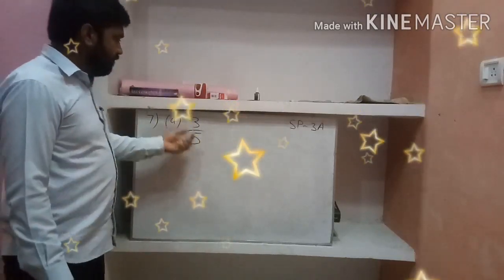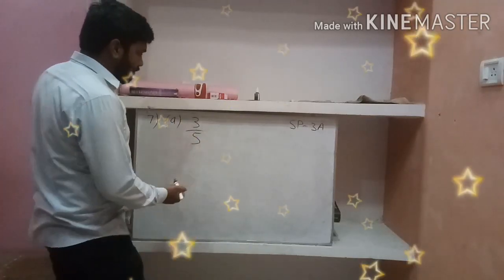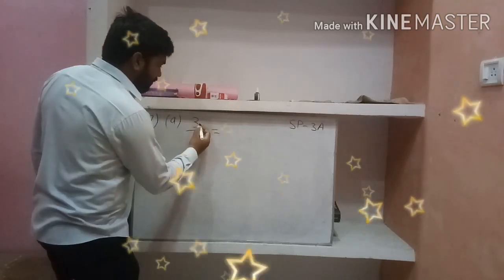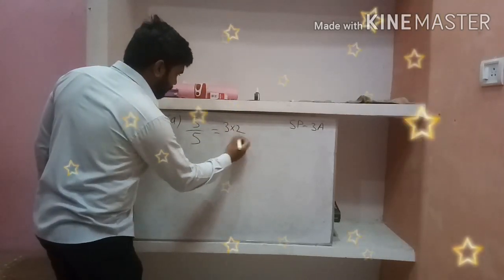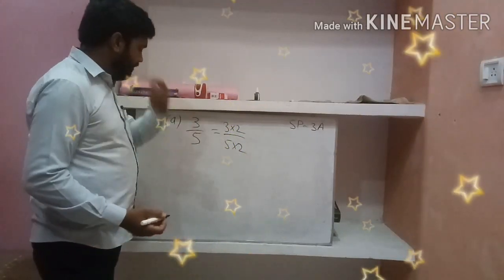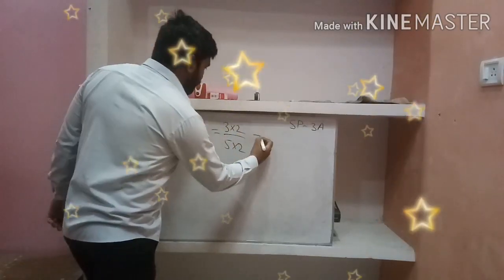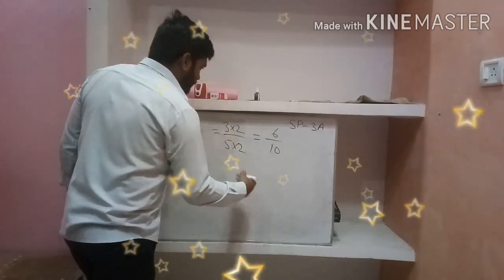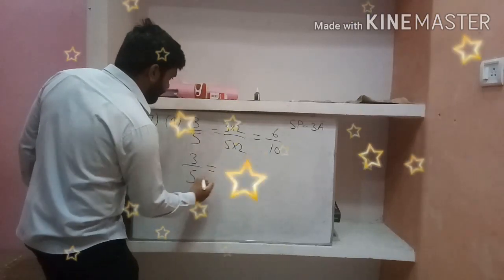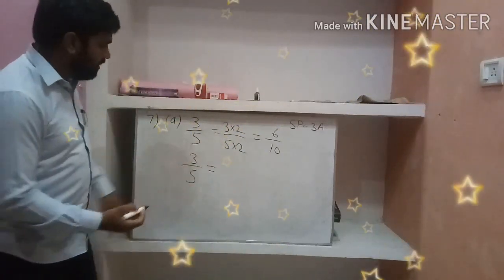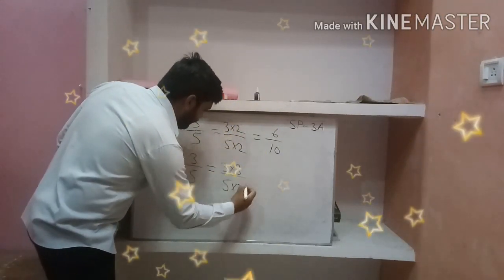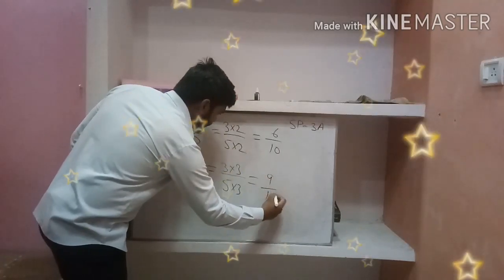Four equivalent means we have to write its multiples. See how you write it. Multiply by 2: 3 times 2, 5 times 2, that is 6 by 10. So one you got 6 by 10. Similarly, another equivalent rational number: 3 threes are 9, 5 threes are 15, that is 9 by 15.